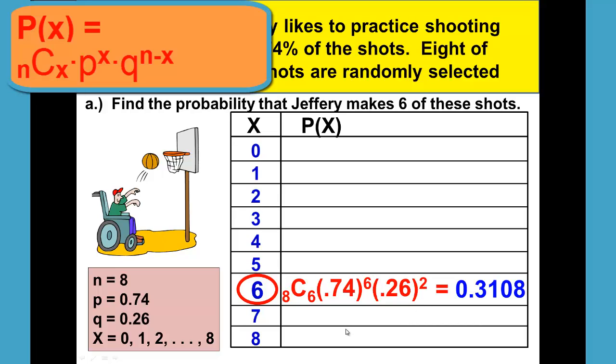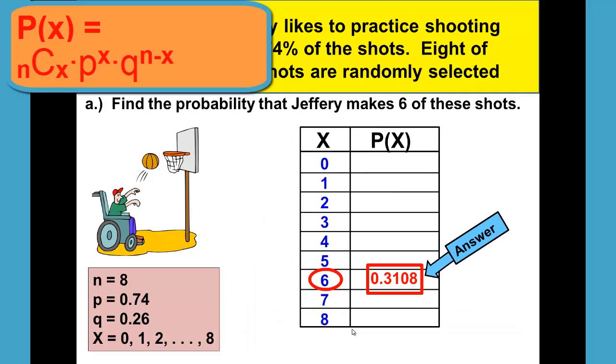When we compute that on the calculator, we get 0.3108. And again, Miss Borlaug rounds to 4 decimal places. Please follow your teacher's rules for rounding. And our answer is that 0.3108, since we're looking for exactly 6.